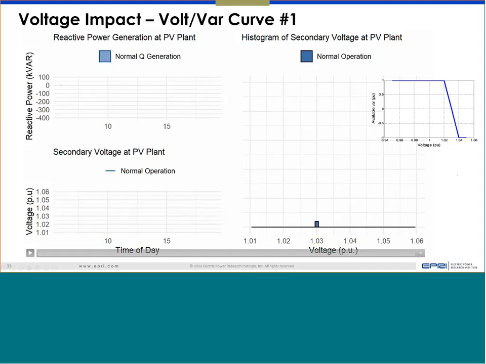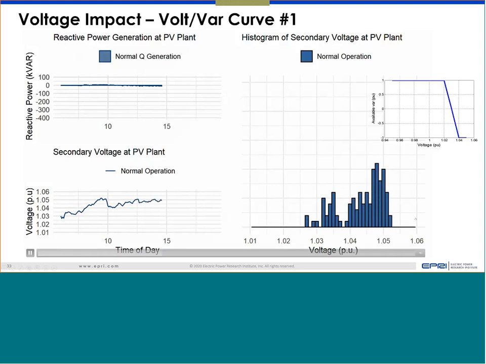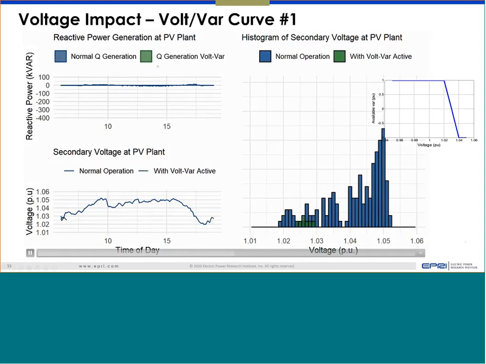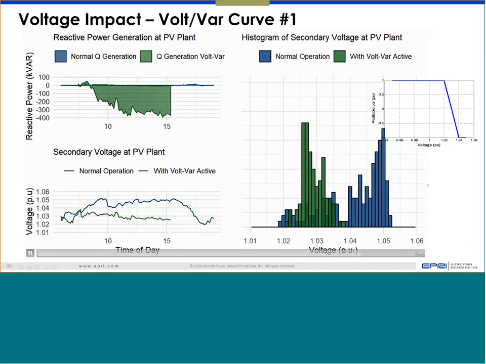So let's see. First you are seeing the day with unity power factor, so almost no reactive power, with voltage going up and down. These are the histograms of the voltage for the whole day, and you can see it is pretty widely spread with almost no reactive power. Now the second day, when this Volt-Var function is active, you can see that based on the voltage, reactive power is going up and down, and the corresponding voltage.